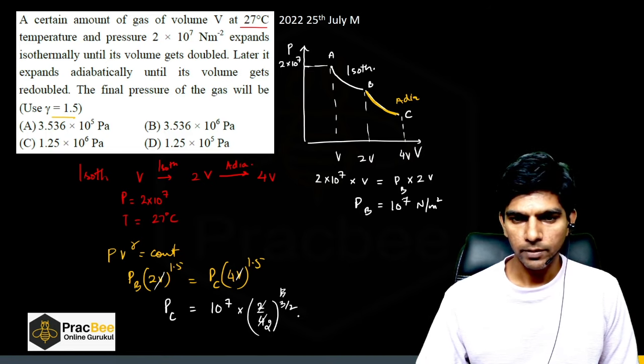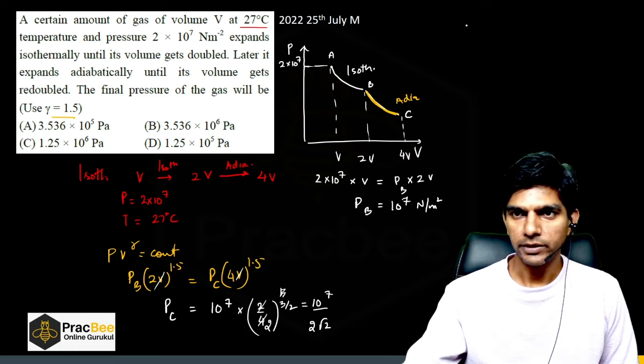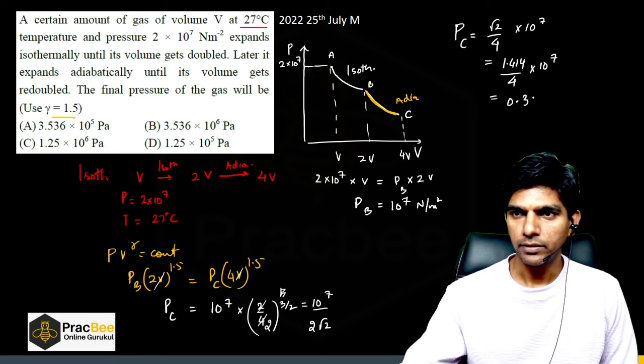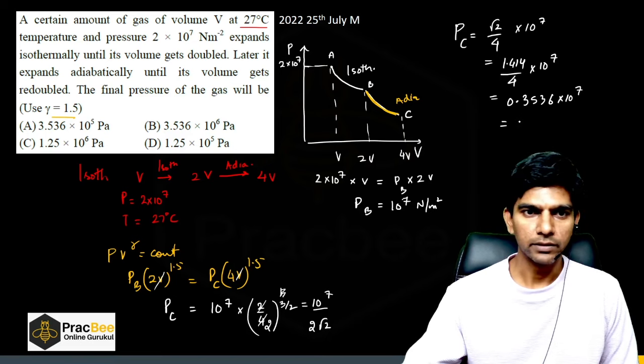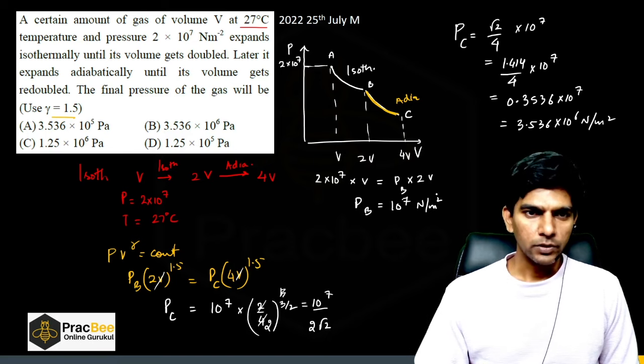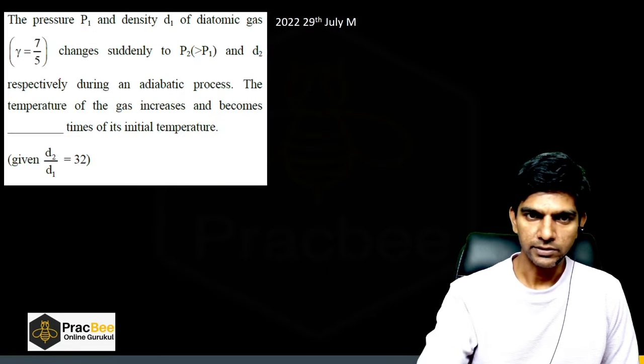So we have to find the pressure. So this will become 10 raised to power 7 divided by 2 root 2, right? So this can be written as, let me write here, PC will be root 2 upon 4 times 10 raised to power 7, which is nothing but 1.414 by 4 into 10 raised to power 7, and this is 0.3536 into 10 raised to power 7. I can write this as 3.536 into 10 raised to power 6 Newton per meter square. So if you look at the options, option B is the right answer, right? Option B is the right answer.